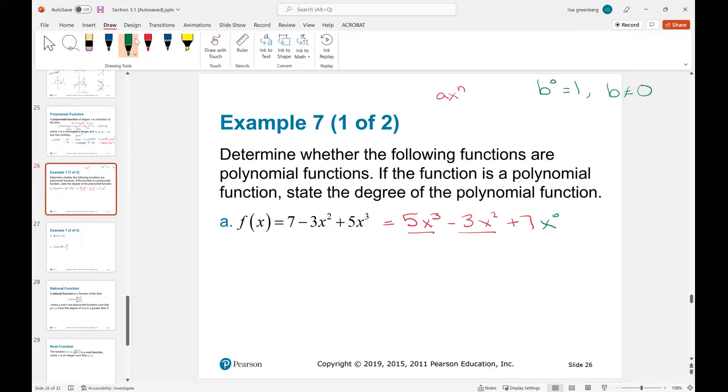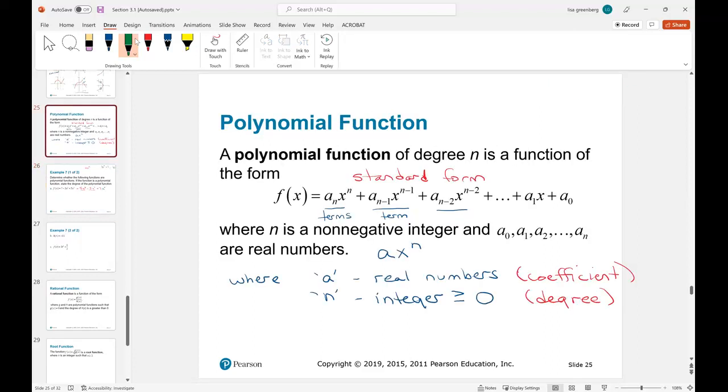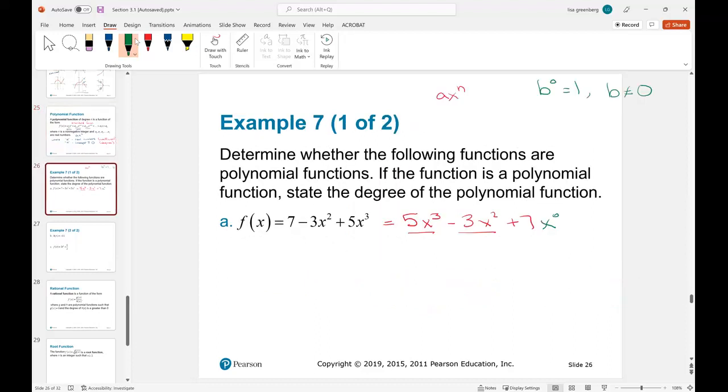So we don't put it in, but just so that you can see that it's there. And in the previous slide, I said n is an integer greater than or equal to 0. Well, this is an integer, 0, greater than or equal to 0. Yeah, it's equal to 0. So this is a polynomial. Yes, it is a polynomial.